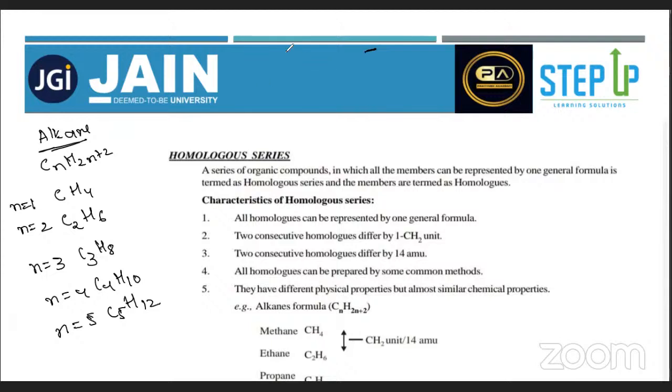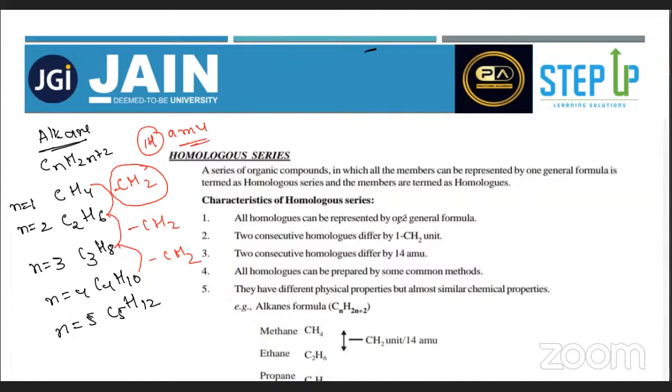If you try to see here, there is a difference of CH2. Every successive compound will have a difference of CH2. So you can write there is a difference of CH2 in terms of molecular formula, or you can say there is a difference of 14 gram or 14 AMU in terms of molecular mass. So that is what is written here.